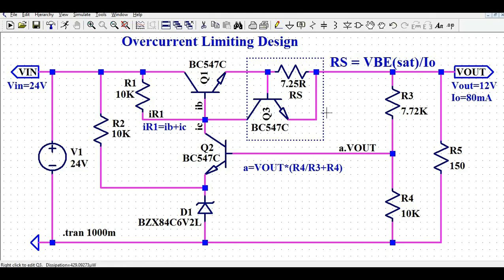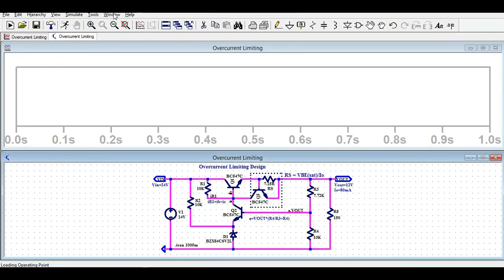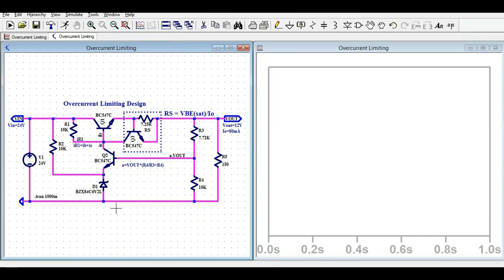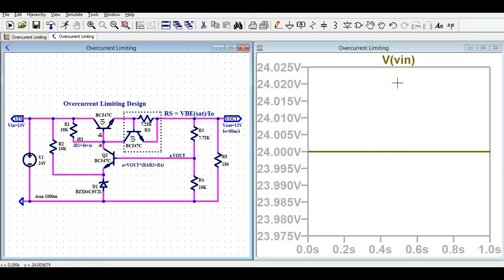So once you do that, now let me run the simulation and show you how this circuit simulates and how you can see the different waveforms. I'll run the transient analysis. I'll go to the window, tile window vertically, and let me show you the first input voltage. This is a fixed 24 volt.